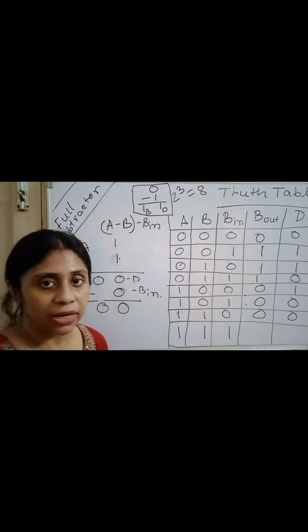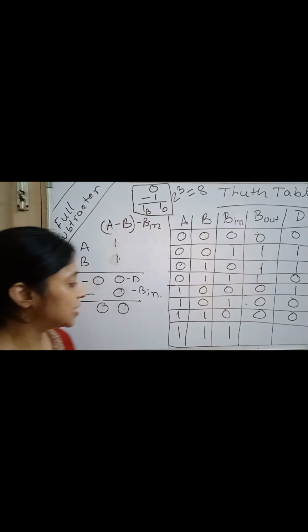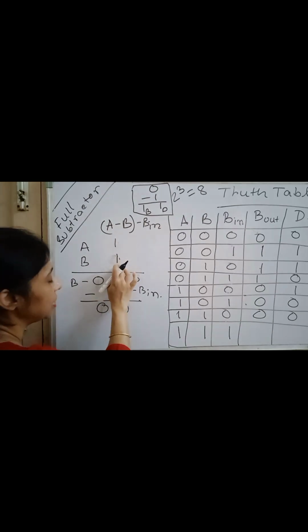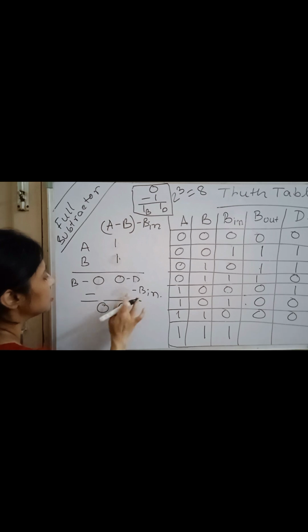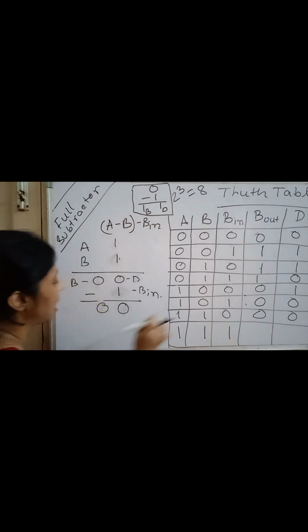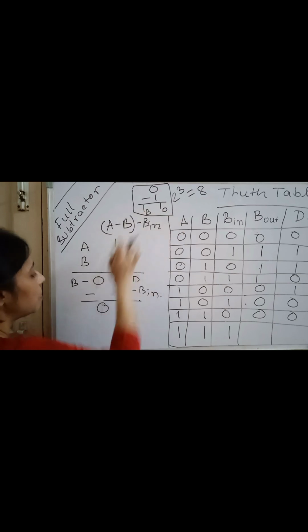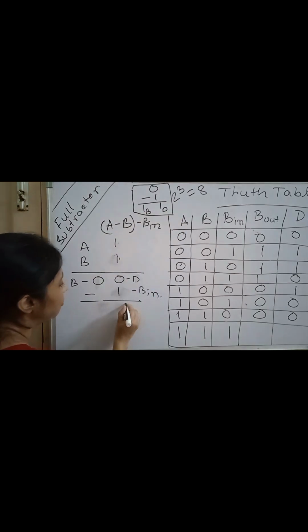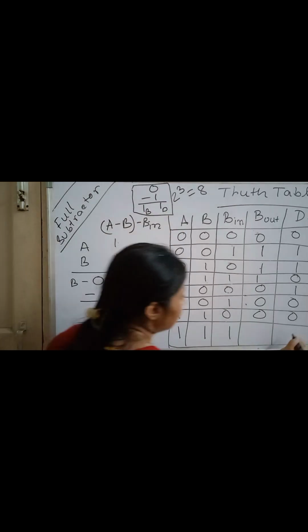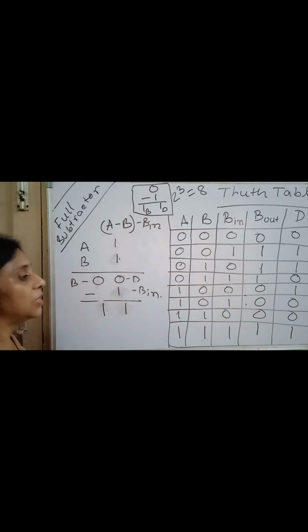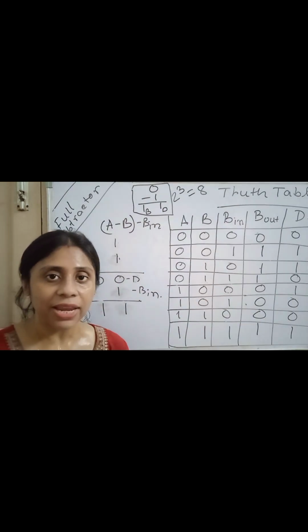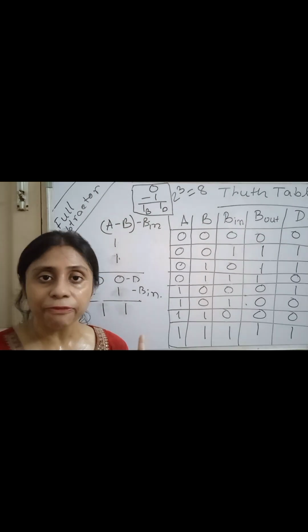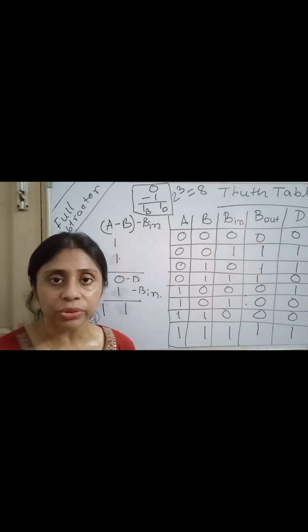Now the next one. 1, 1, 1. So for 1, 1, 1, see 1 minus 1. So difference 0, borrow 0. Minus 1. Here B in is 1. Minus 1. So 0 minus 1 is what? Difference 1, borrow 1. So this will give you difference 1, borrow 1. So this is the truth table for the full subtractor circuit, right? So we have done with the first part, that is to have the truth table.